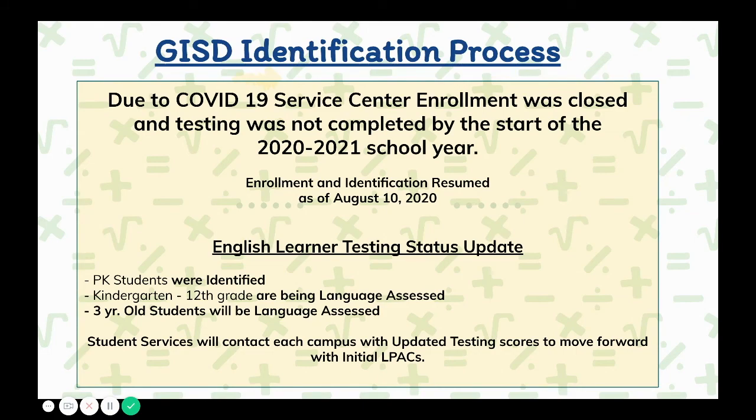The English learner testing status update is: pre-K students were assessed and identified per the start of the school year. Kindergarten through 12th grade are being language assessed at the current moment. 3-year-old students will be language assessed in the near future. Student Services will contact each campus with updated testing scores to move forward with initial LPACs.